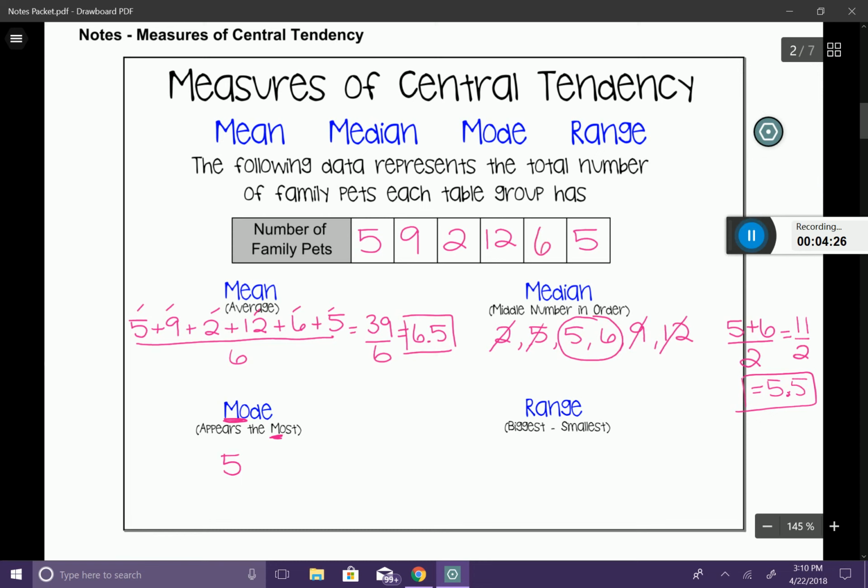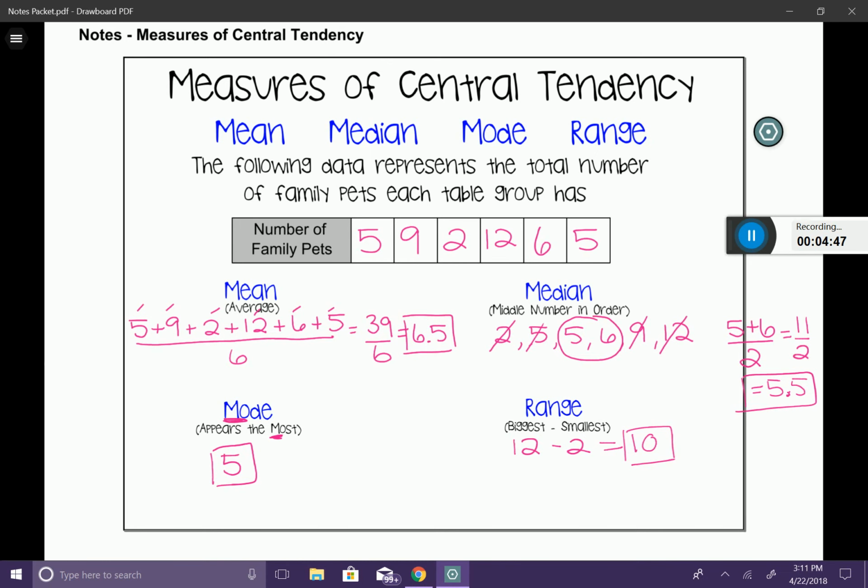Now let's find the range. The range is going to be the biggest number minus the smallest number. So in our case here, our largest number is 12 and our smallest number is 2. And therefore, if we subtract those two numbers, our range will be 10. So there you have it. You have your mean, median, mode, and range of your data set. These are all of the measures of central tendency.